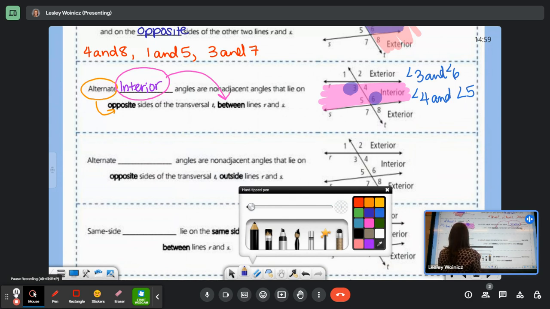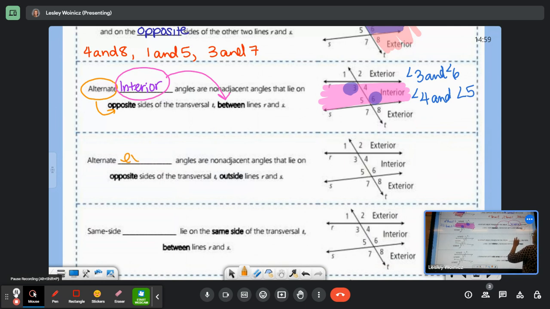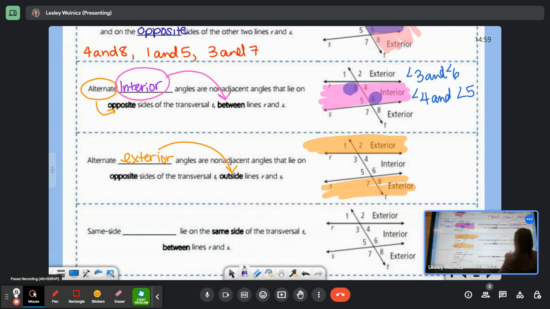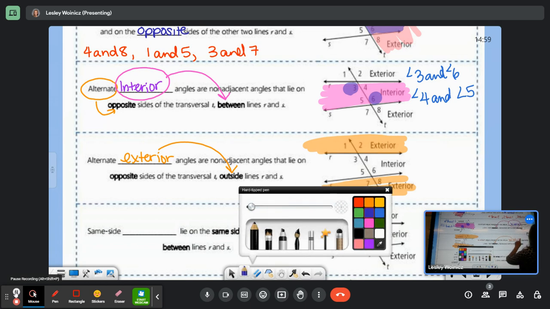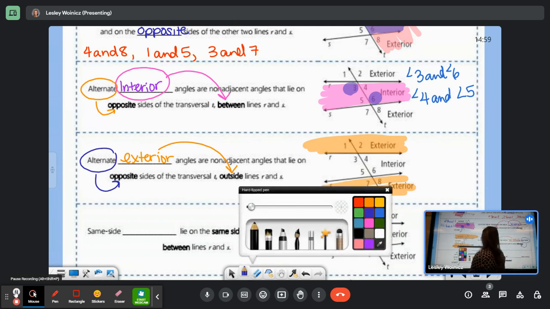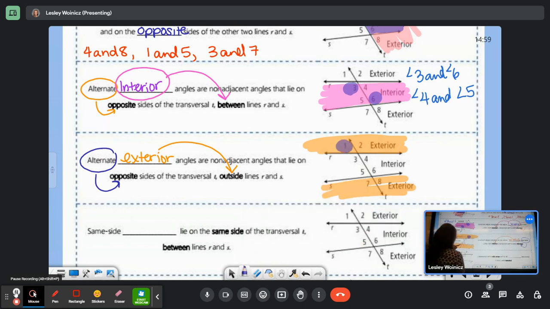Alternate exterior angles. Okay, so if they are exterior, that means they are outside lines R and S. So here's exterior and here's exterior. Okay, if they are alternate, that means that they are on opposite sides of the transversal. So, for example, 1 and 8.